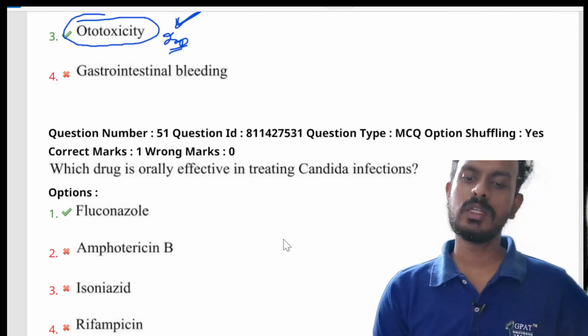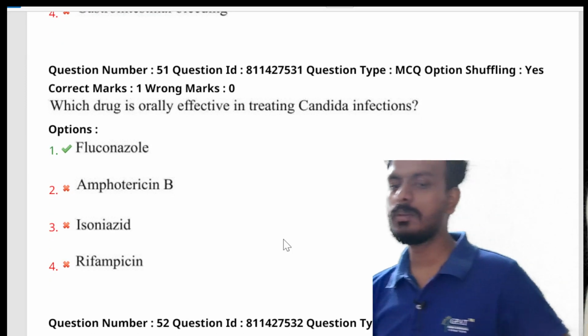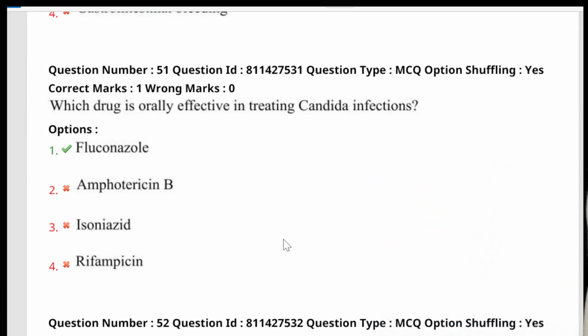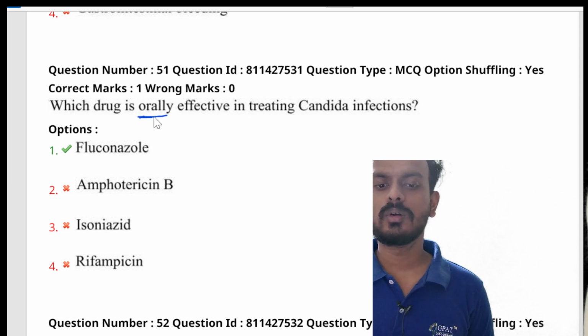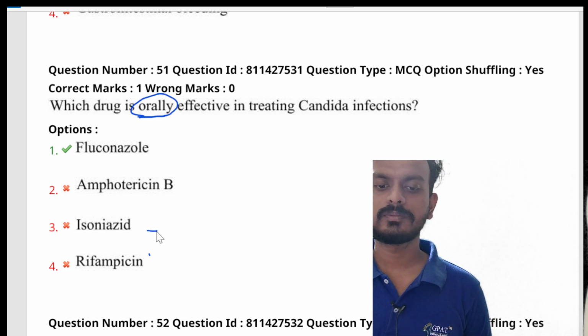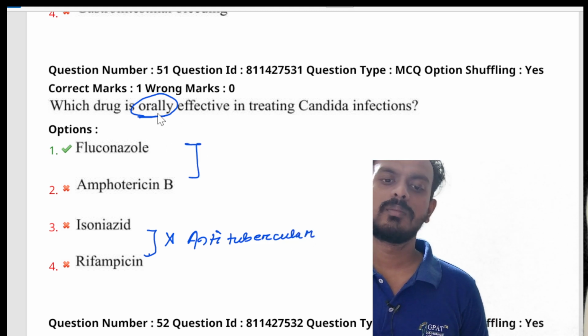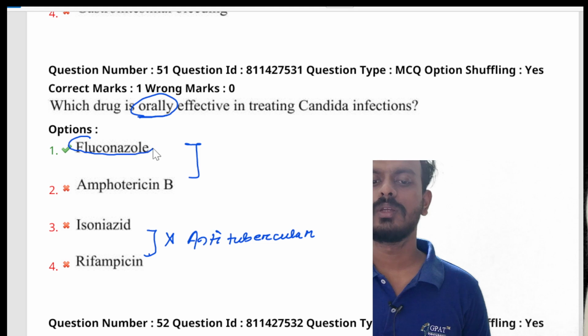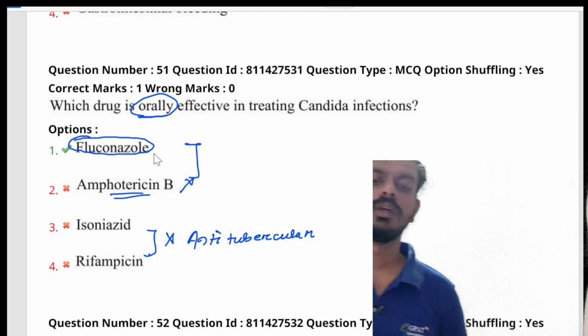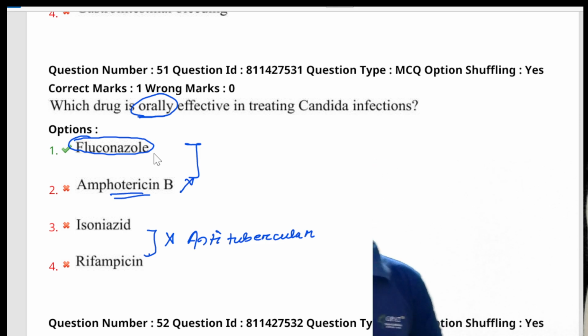So moving to the next question: which of the following is orally effective in treating candida infection? Candida is basically a fungal infection. Rifampicin and isoniazid will not be the answer because these two are anti-tubercular drugs. But the question is about oral use. Fluconazole is basically given orally, not amphotericin B. Okay, amphotericin B is not given orally. So fluconazole is given orally.